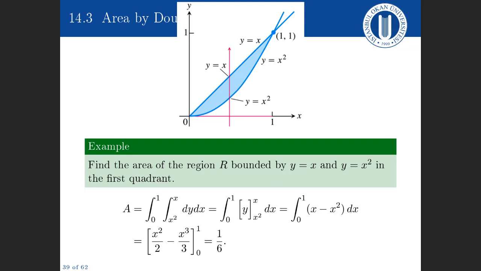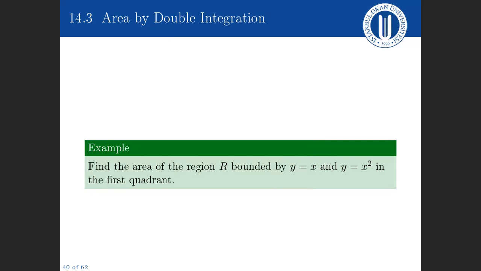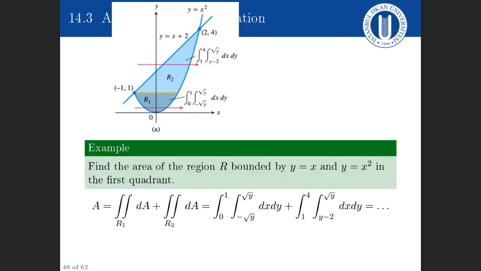Let's do another one. Find the area of the region bounded by, there's a mistake here. It should be y is equal to x plus 2, and y is equal to x squared in the first quadrant. Again, I've drawn a picture at the top.